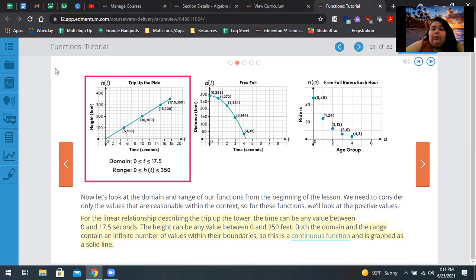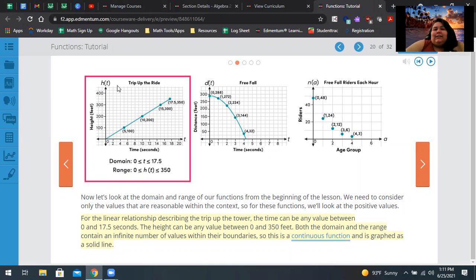We need to consider only the values that are reasonable within the context. So these functions will look for the positive values. Also think about it in terms of time. Time for a ride, right? When you got on the ride, when you're sitting on there and they turn it on, that's starting from 0 seconds and going up.